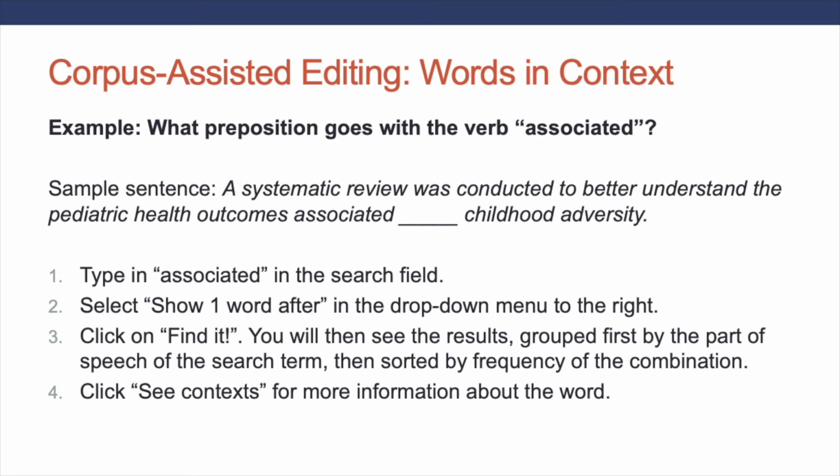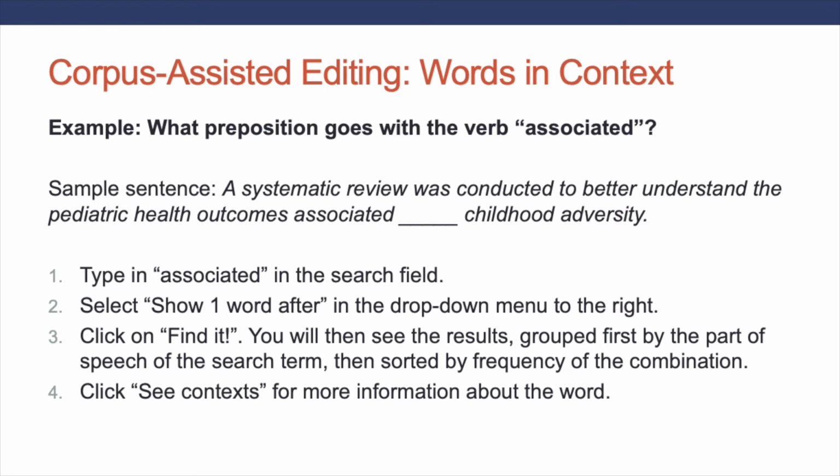In Word Neighbors, we can investigate which preposition appears most commonly with a given word. Let's say you've written the sentence, "A systematic review was conducted to better understand the pediatric health outcomes associated blank childhood adversity." And you want to know which preposition should fill in that blank.